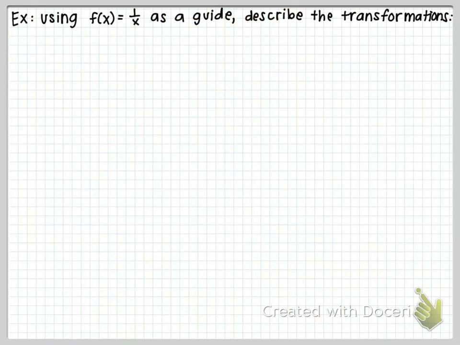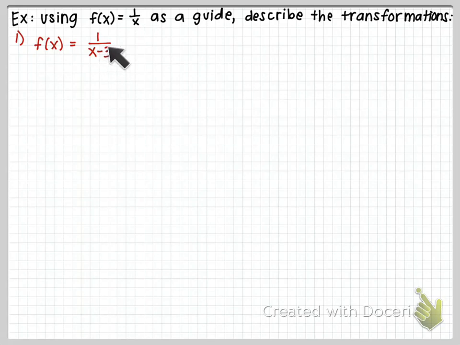So let's look at some examples so we can apply this and see what it all means. Our example says using f of x equals 1 over x. Remember, this is the parent function, so we're going to use the parent function as a guide. We're going to describe the transformations that are happening from this function. Okay, so from f of x equals 1 over x to this function, 1 over x minus 3, what's going on?